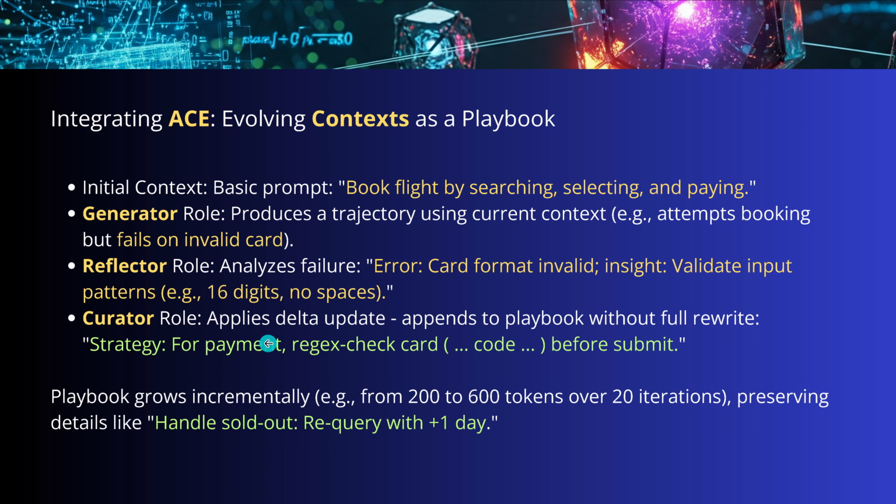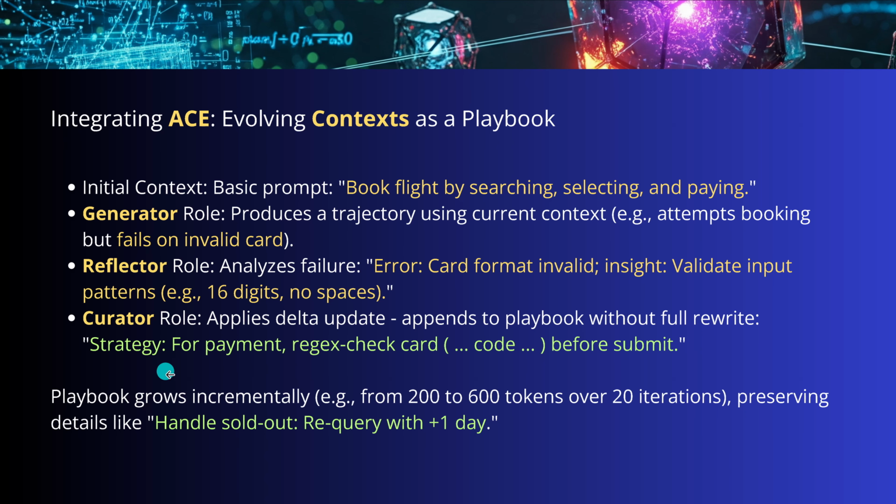Then the curator comes in and says, okay, I understand that there's an error. I understand why the error happened. And now I apply a delta update to the memory, to the system prompt, to my internal memory, and I append to the playbook without a full rewrite. Because with a full rewrite, we're going to have a collapse. So the strategy is now: if you do the card payment, here I give you a piece of code, a regex to check your card. It has to be in this specific format before you submit your card information to the internet.